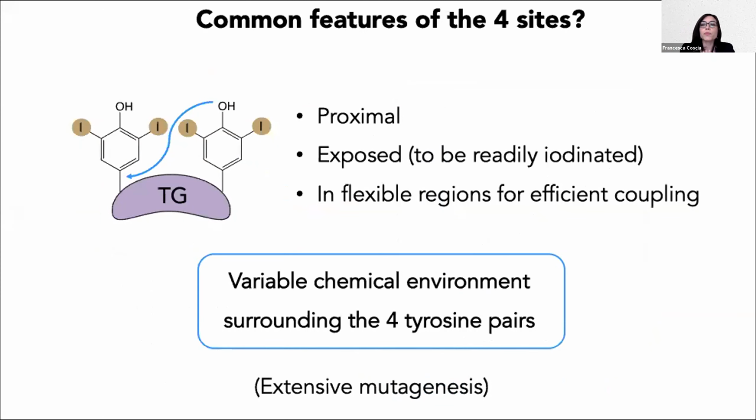Since these sites are in very different domains, we wanted to compare the chemical environment and look for some determinants or geometrical constraints for hormone formation. Yet, to our surprise, after extensive mutagenesis and structural analysis, the only common features that we found are that the 2 tyrosines are proximal, they are exposed, and they're found in extremely flexible regions for efficient coupling, probably. But now the question is what all the other tyrosines are doing. Why aren't they forming hormones?